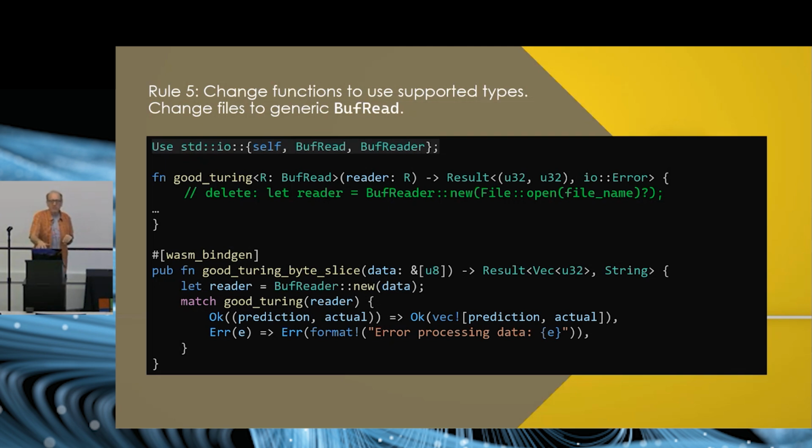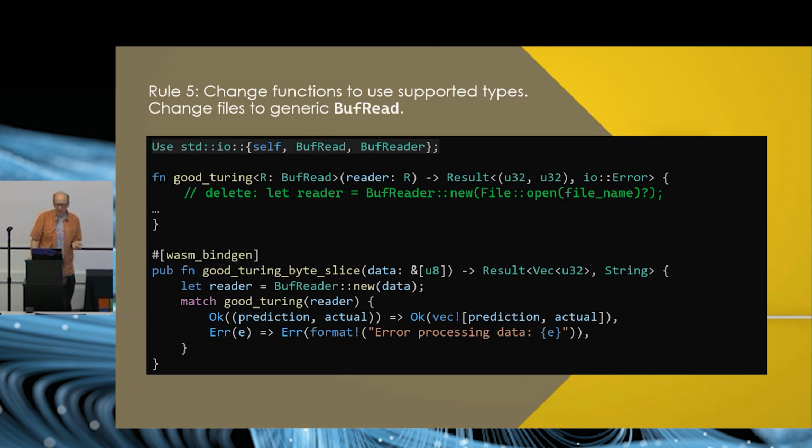I didn't want to make any other changes to make it nice with JavaScript because I still wanted to have a nice Rust function. So to create a function that JavaScript is happier with, I'm going to create a wrapper function called goodTuring byte slice, where we pass in a slice of bytes. And now instead of returning a tuple and an error message, we return a vector of numbers and a string if there's an error. When we get this byte array, we turn that byte array into a buffer reader. Then we call our preferred function, the one above.